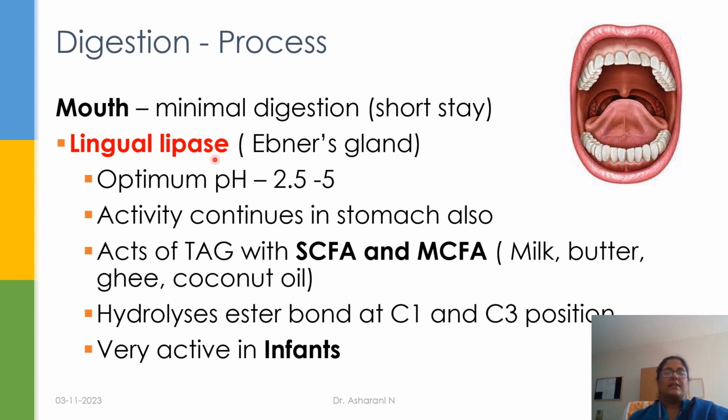A special feature of this lingual lipase is that it acts on the triacylglycerol which are esterified with short chain and medium chain fatty acids. This is what we all should understand. The lingual lipase will act on TAG with only short chain and medium chain fatty acids. Sources like milk, butter, ghee, and coconut oil are all rich in TAG with short chain and medium chain fatty acids. It hydrolyzes the ester bond present at the first carbon and third carbon. It will not act on the second position.